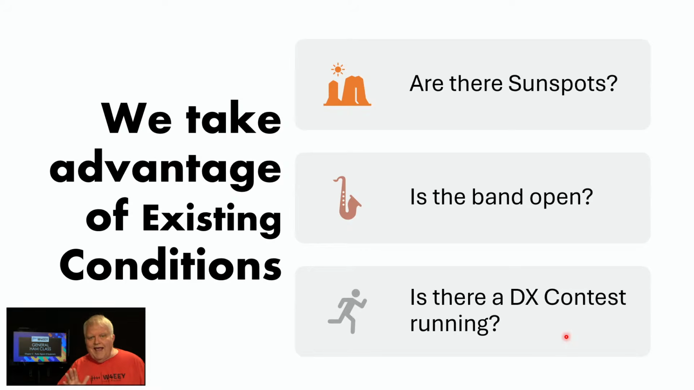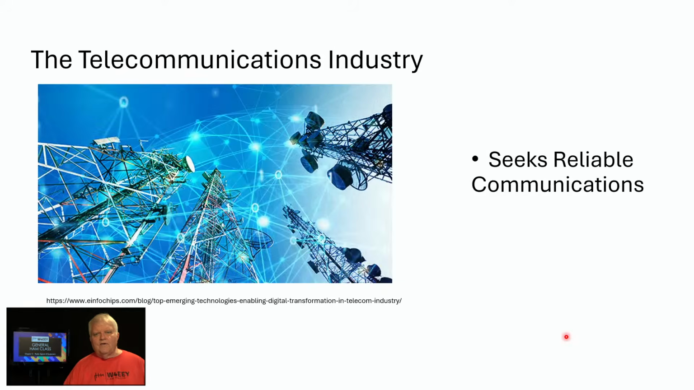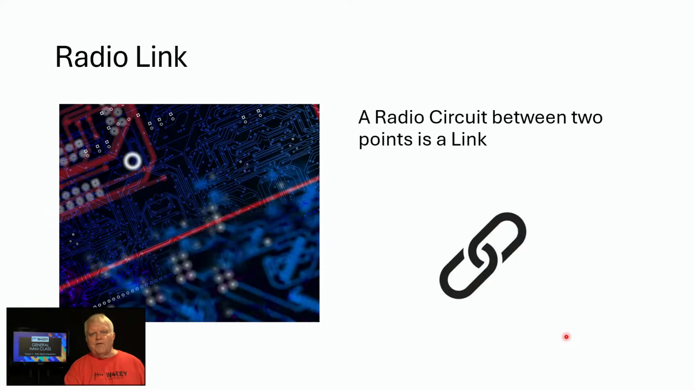So hams are opportunistic. In contrast, the telecommunications industry is always seeking reliable communications. They don't want communications to be hit or miss. If they're putting up a system, they want it to work, and they want it to work at all times, especially if they're putting up something called a radio link, which is a circuit between two points.